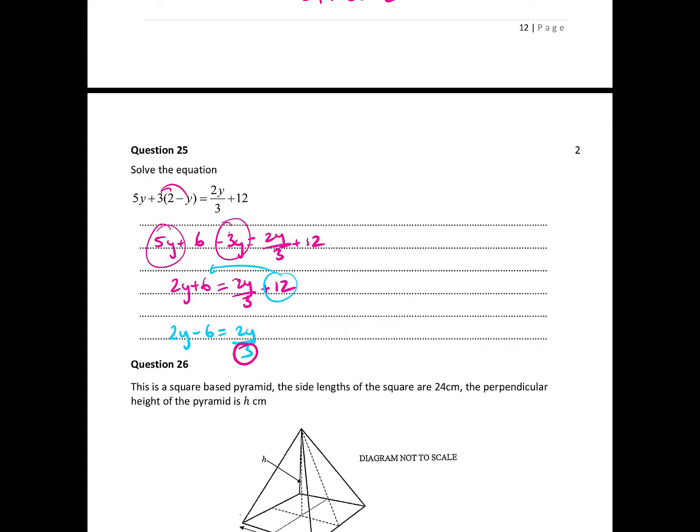We'll have to multiply out this 3. So this is 3, open bracket, 2y minus 6 is equal to 2y, which is 6y minus 18 is equal to 2y. So that's 4y is equal to 18, y is equal to 4.5.